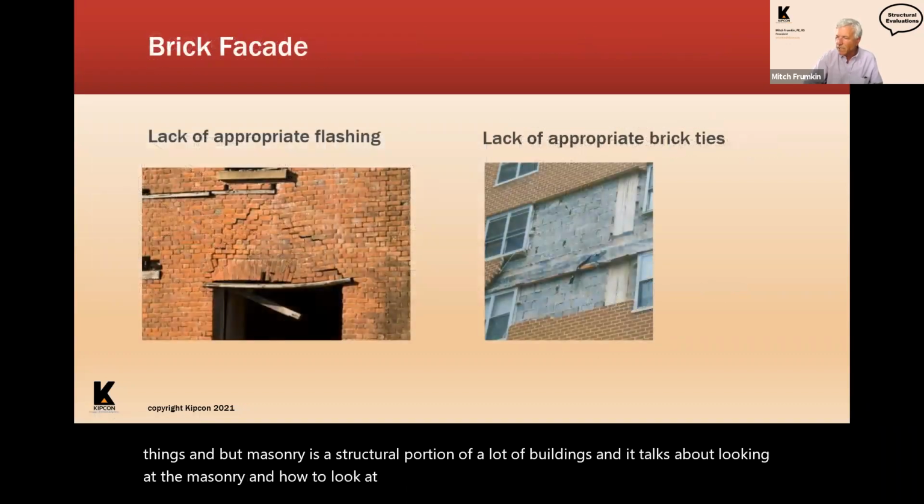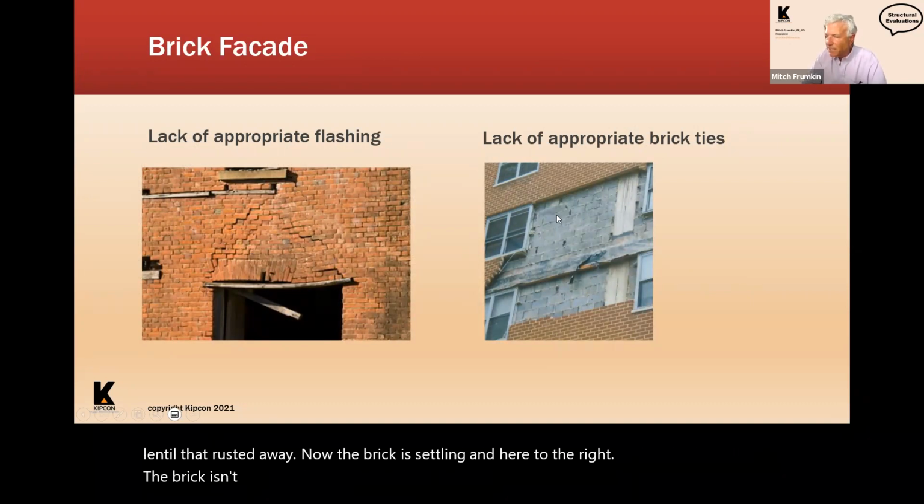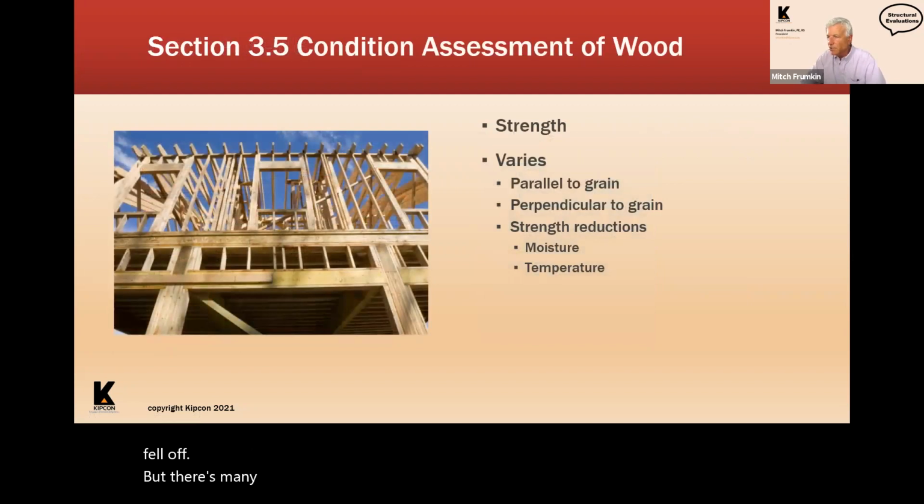Next, the brick facade. Here, the combination of steel lintel that rusted away, now the brick is settling. And here to the right, the brick isn't attached because the steel ties that hold it to the building may have rusted and it fell off. But there's many different things to look at, and you look at it again from a structural perspective.